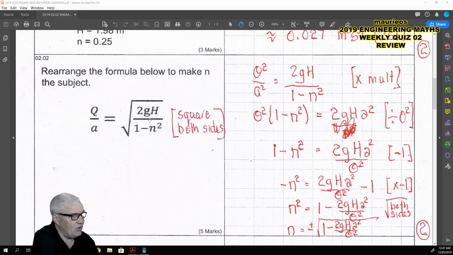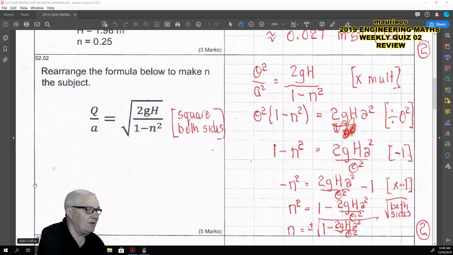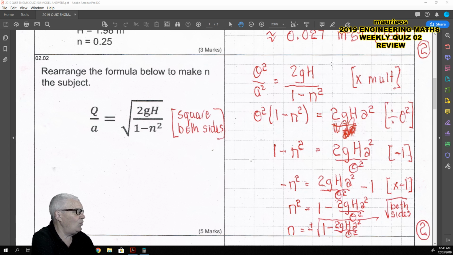The first thing I want to do is to get rid of the square root sign. So square both sides. Now you must do it to everything. So you've got a square Q, square A equals, and then you can take away the surd or the square root sign here, take that away. So we get 2GH over 1 minus N.